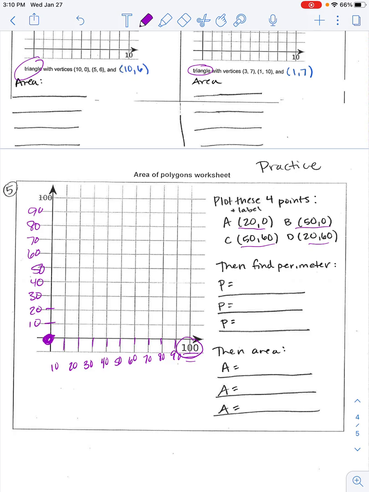Somebody's outside my room. Hey, what's up? I'm recording. Sorry, can you help me? Okay, you're going to have to ask another teacher. I'm recording.